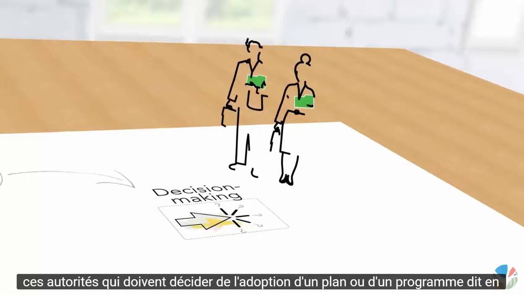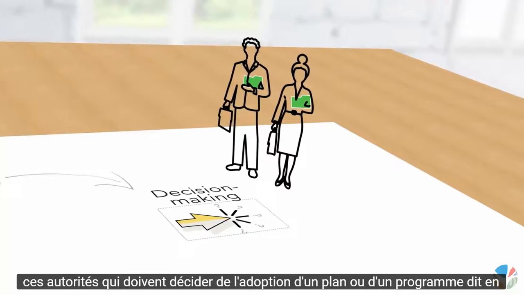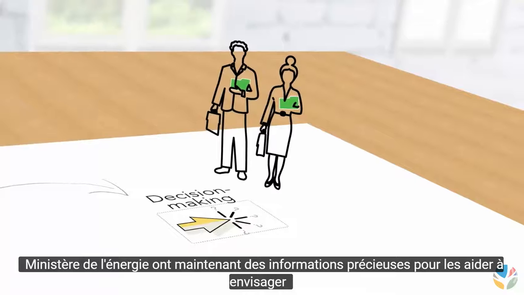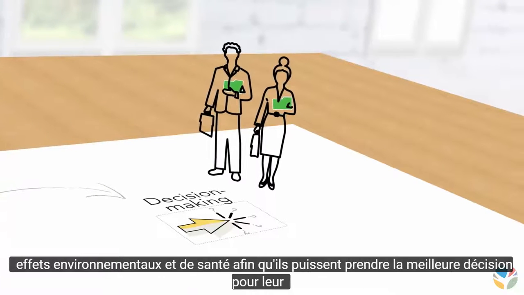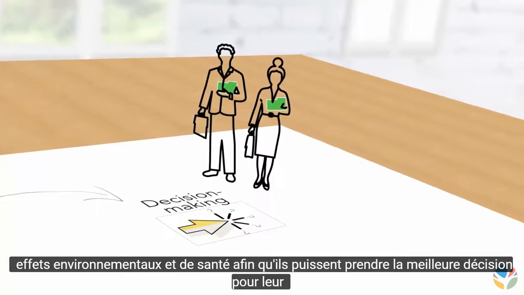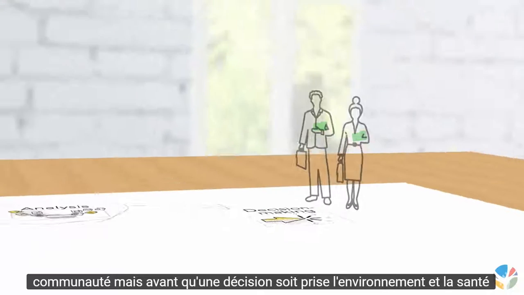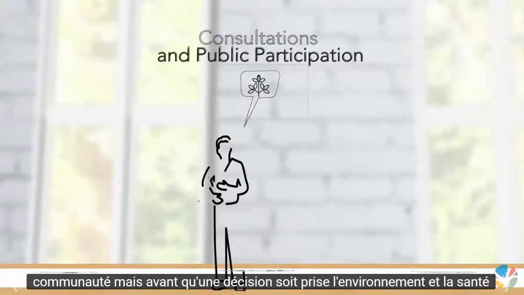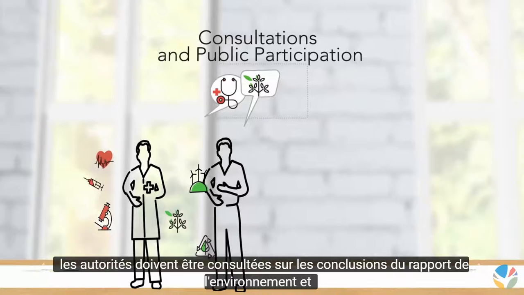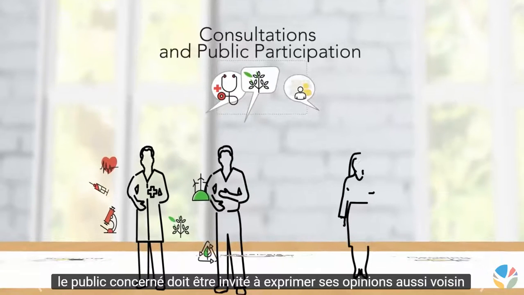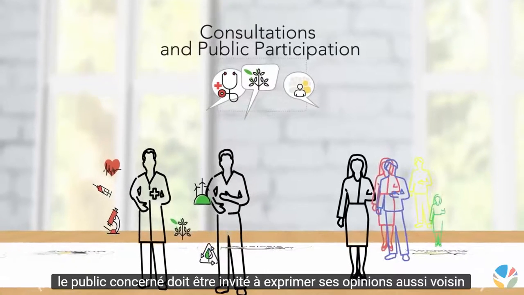Those authorities that have to decide on the adoption of a plan or program, say in the Ministry of Energy, now have valuable information to help them consider environmental and health effects, so they can take the best decision for their community. However, before any decision is taken, the environmental and health authorities must be consulted on the findings of the environmental report, and the concerned public must be invited to express its opinions.